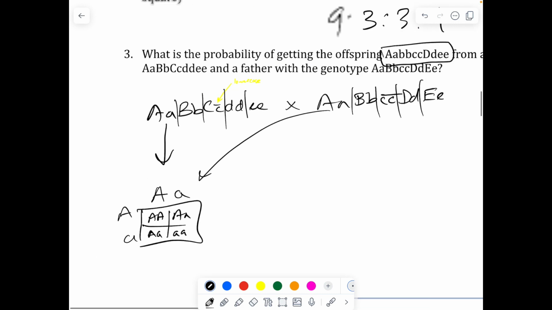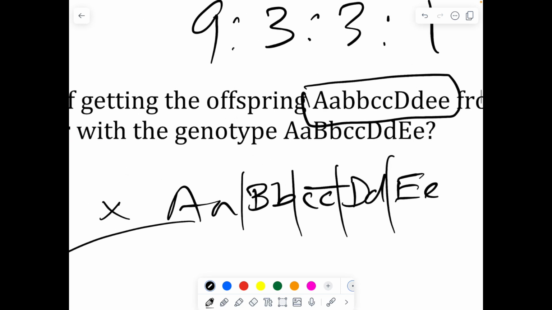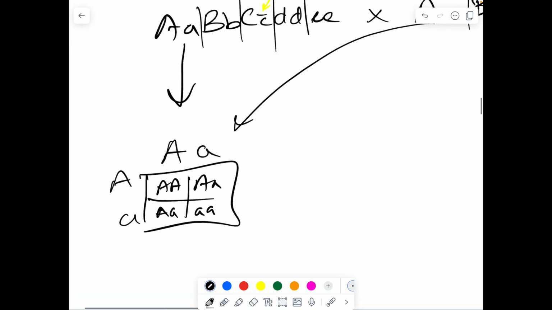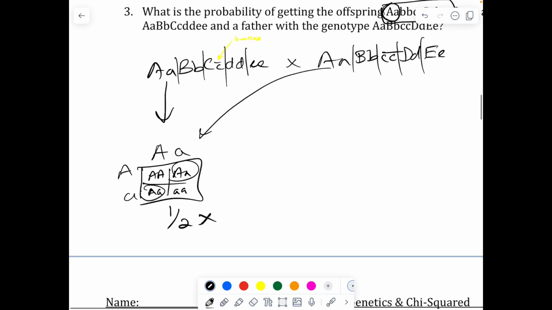And then what you do is you look at the offspring. So I look up top here, and I say to myself, they want the offspring to have a heterozygous big A, little a. What are my chances of that with these two parents? Well, 2 out of 4, or 1/2. So that means I'm going to write 1/2. And now I move on to the next one.